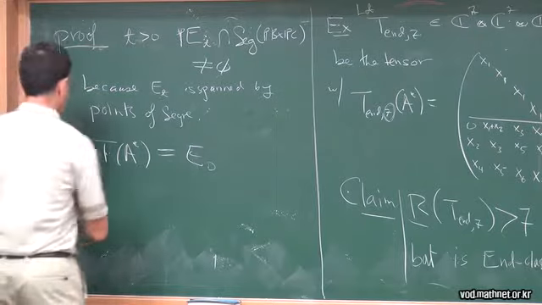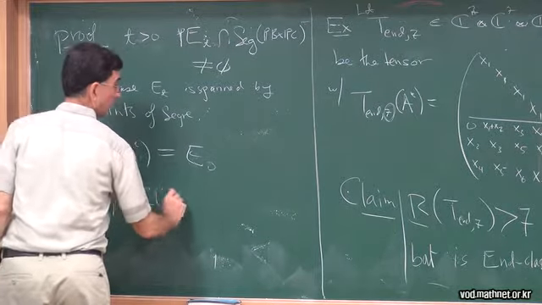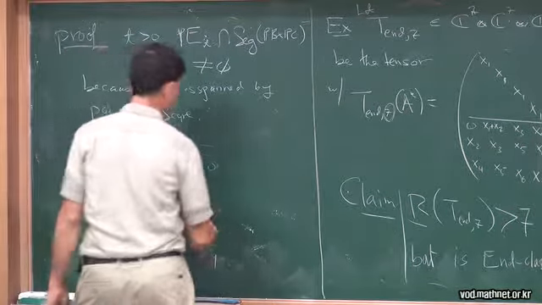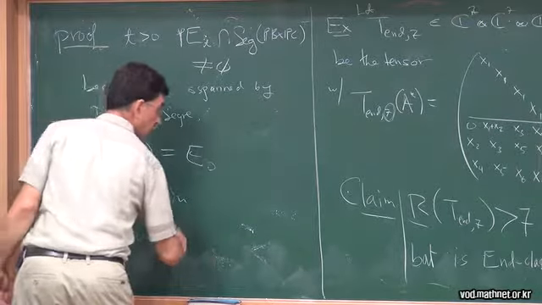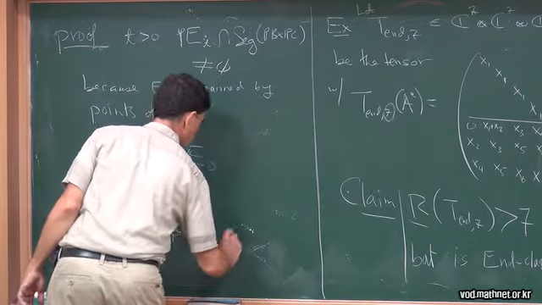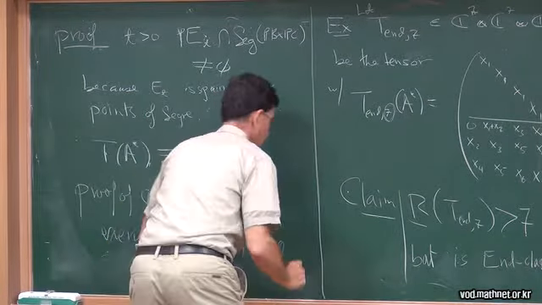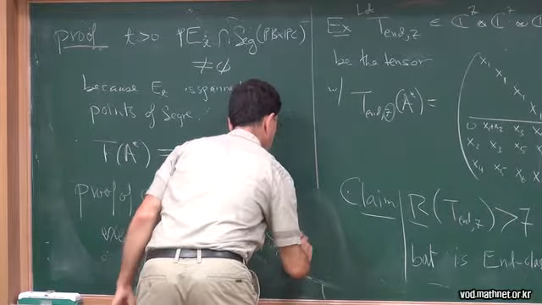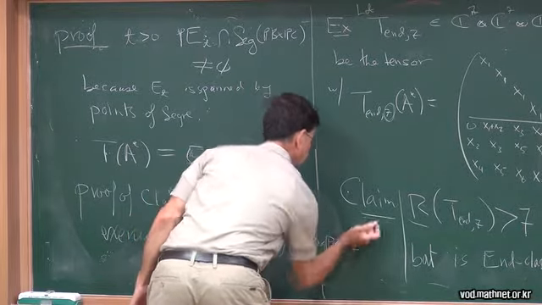Well, proof of claim. I claim, exercise, this space intersect the Segre is empty.